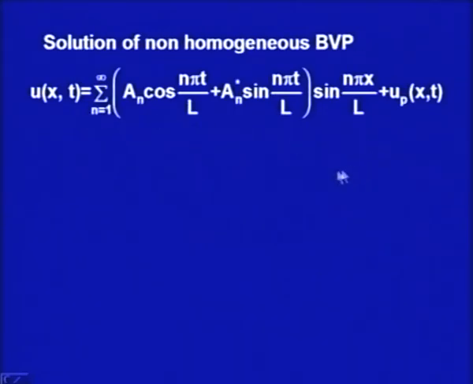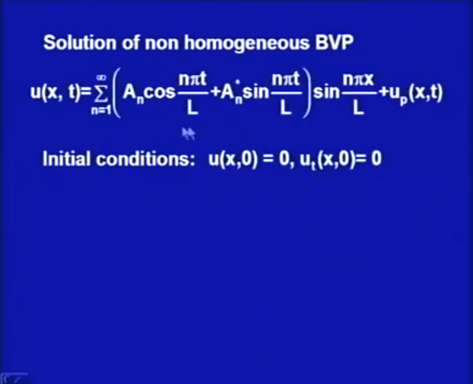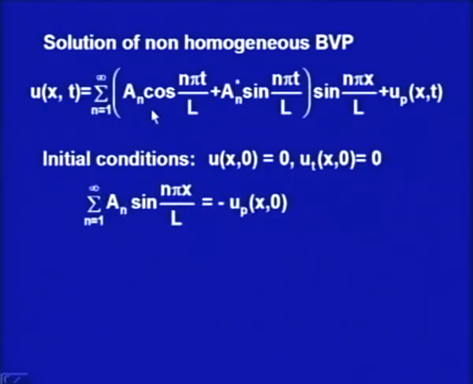Now we try to satisfy the initial conditions. The initial condition says that at t equal to 0 this function should be 0, and the derivative with respect to t at t equal to 0 should also be 0. When I put t equal to 0, cos 0 is 1 and sin 0 is 0, so I get only the term a_n sin(nπx/l). So we get the summation, n from 1 to infinity, of a_n sin(nπx/l) + u_p(x,0), which should be 0. It will satisfy the initial conditions if I find a_n such that this happens.